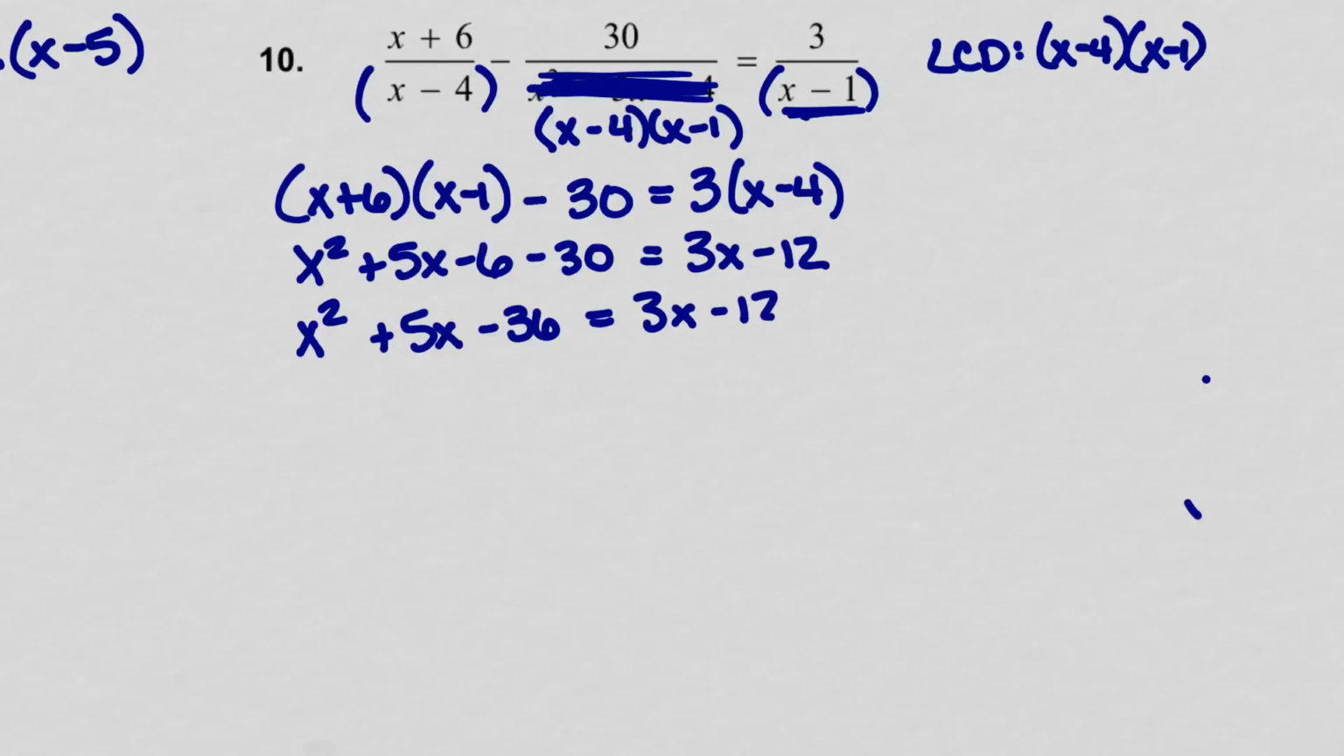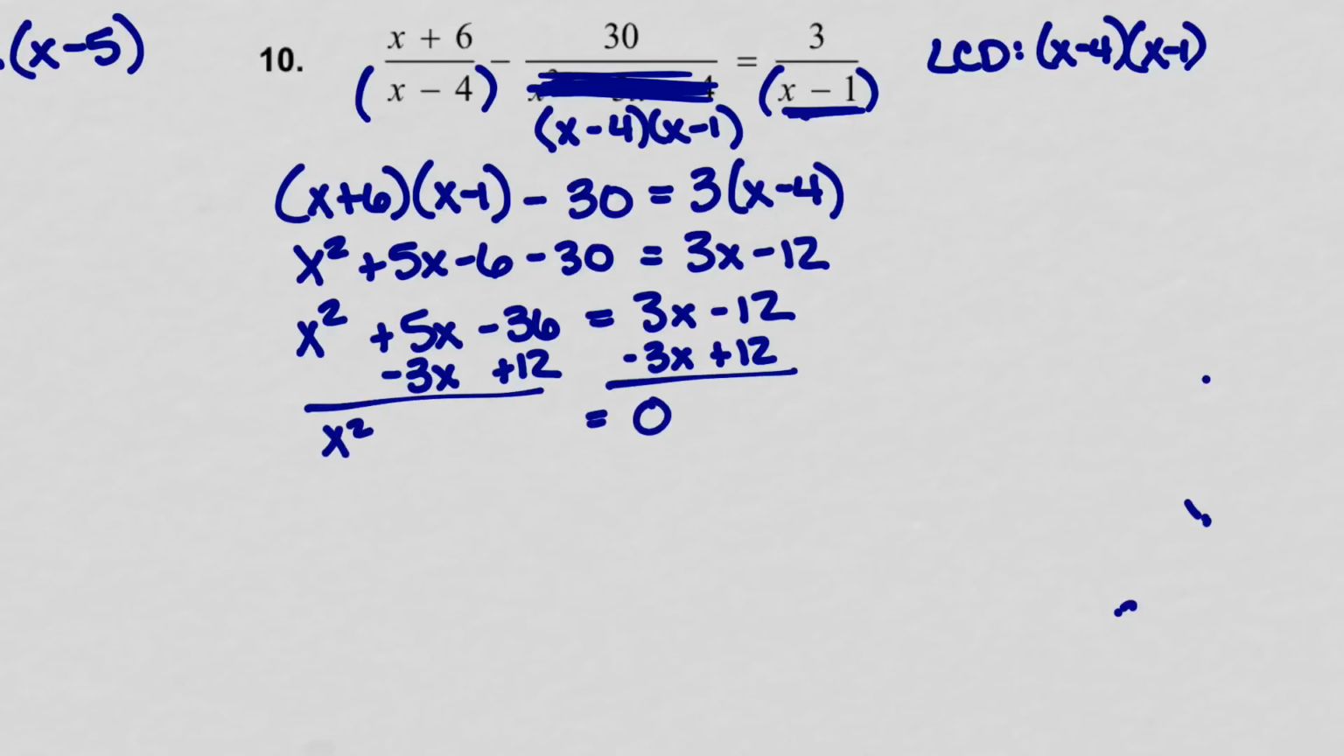3x minus 12. Now, because it has the x squared here, let's get everything to one side. So I'm going to subtract 3x and add 12. So the right side becomes 0. This side becomes x squared plus 2x minus 24. And then we need to factor.